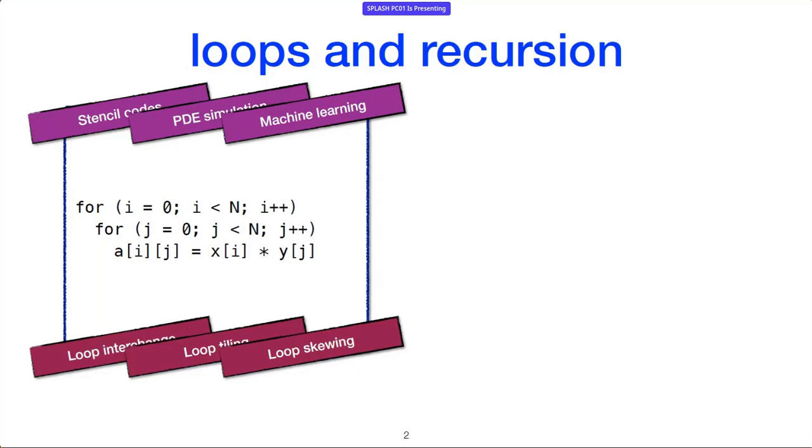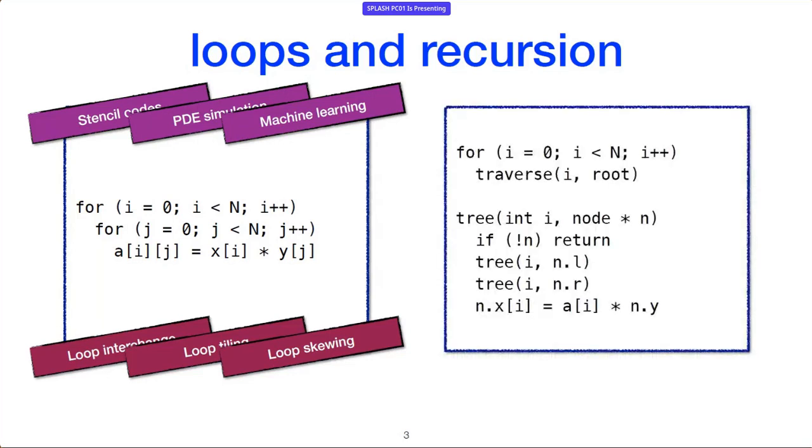But we don't just care about loop programs, and I don't just care about loop programs. I care about programs that combine loop and recursion. So here is a simple little program that essentially also does vector outer product, except now one of those vectors is threaded through the leaves of a tree. So I have an outer loop that just walks over an array, and for every element of the array, it multiplies it by a value that's stored in a tree, and that tree is traversed recursively in this tree function here.